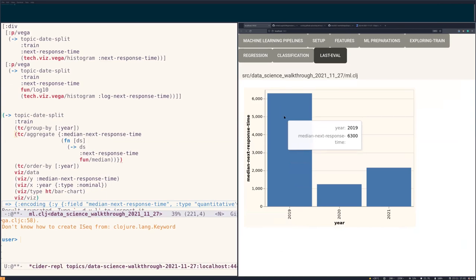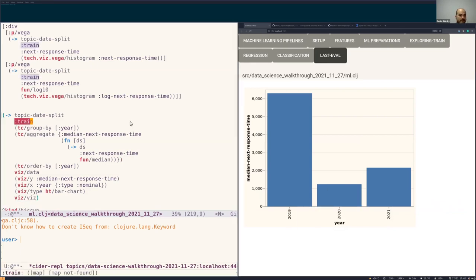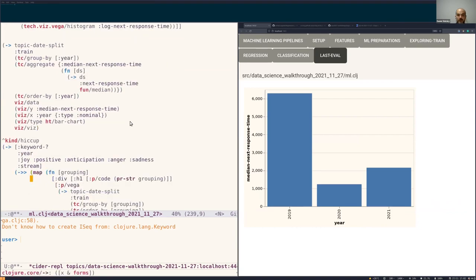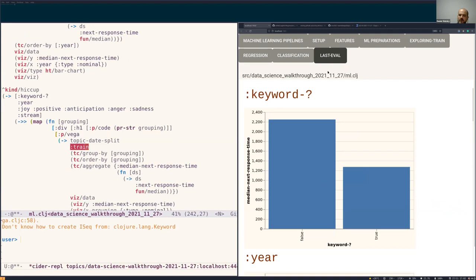Right, so you see, we get an idea about some difference between the years. Does it make sense? So looks like 2020 was very active, at least in this sense of the median response time to messages. Maybe let us do that not only for year, but for a few of the other features we have in the data. For example, this column called keyword that basically says, does the message contain a question mark? You see, when it is true, it will typically have a shorter response time. Maybe it is kind of intuitive. Maybe it makes sense, right?